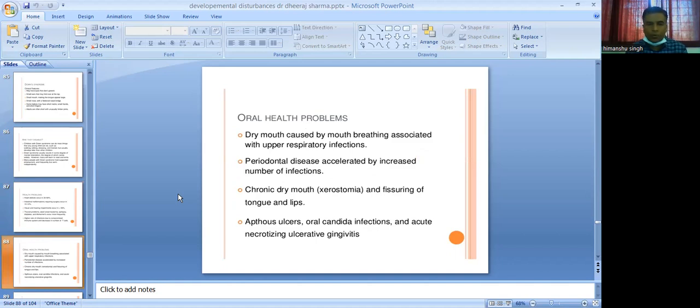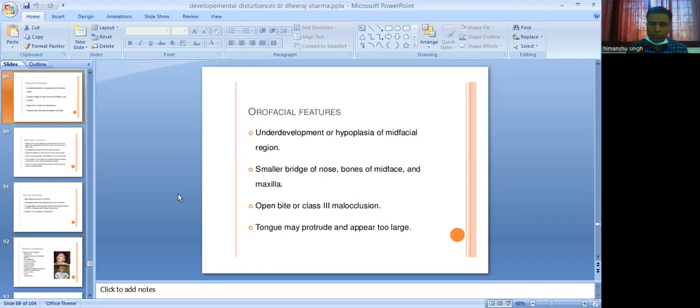Oral health problems include dry mouth caused by mouth breathing, usually associated with upper respiratory infections. Periodontal disease is related to the increased number of infections. Then we have chronic dry mouth, that is, cracking and fissuring of the tongue and lips. We have ulcers, oral fungal infections, and acute necrotizing ulcerative gingivitis also.